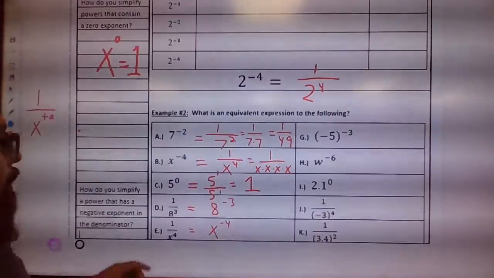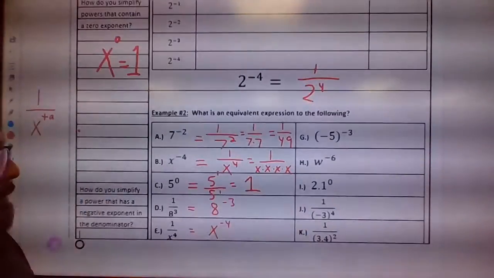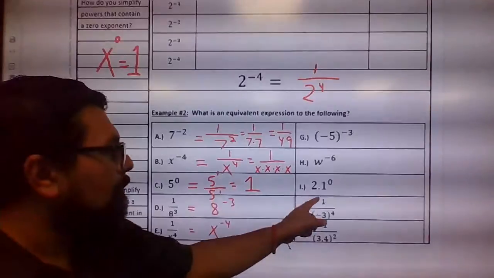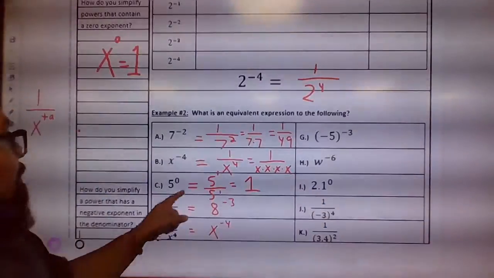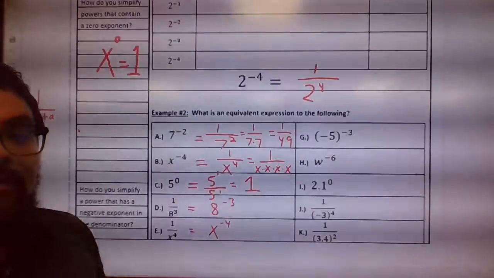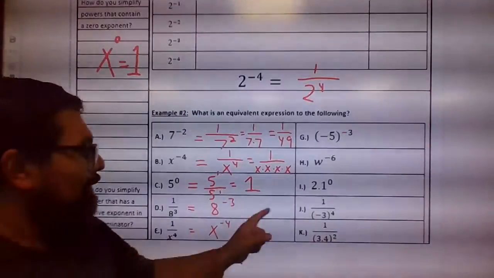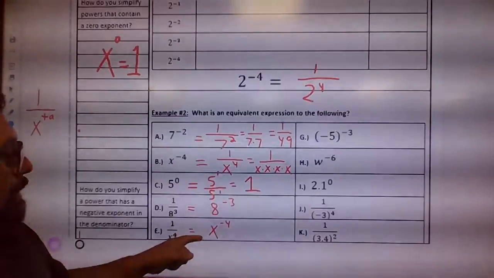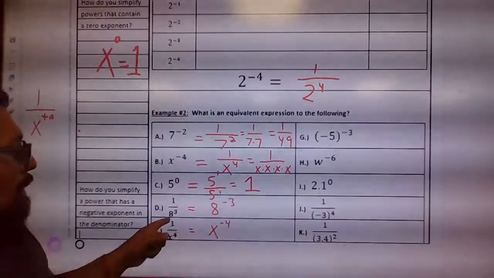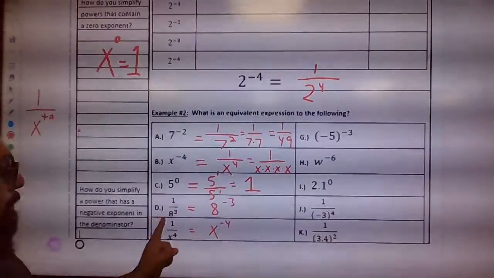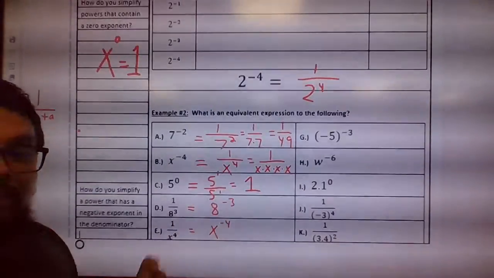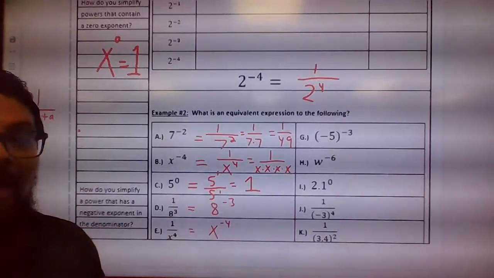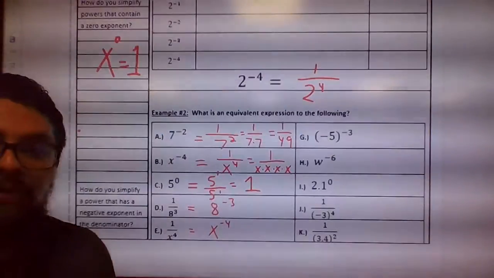Okay? For C and I, we had 5 to the power of 0, and we had 2.1 to the power of 0. Anything to the power of 0 is 1. And then on D, E, J, and K, we went ahead and actually turned these into negative exponents. So we went from this to a negative exponent. All right? Now, there's 2 more problems on the back, so let's go ahead and tackle those.